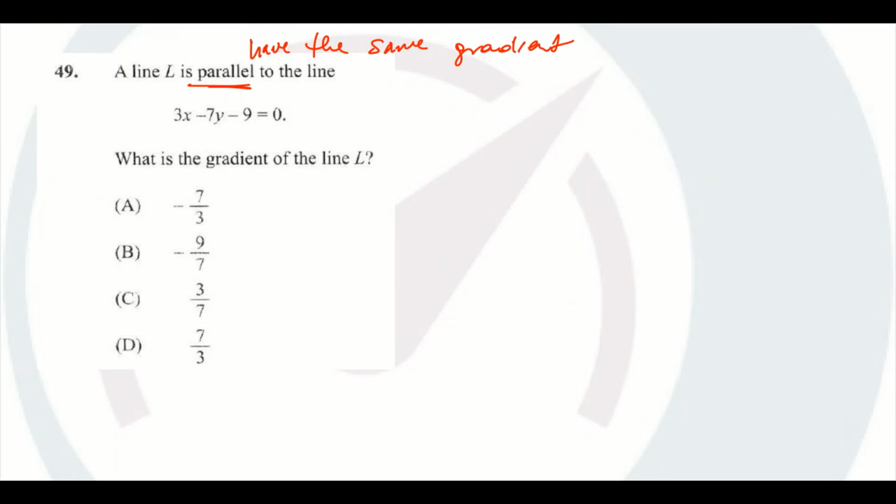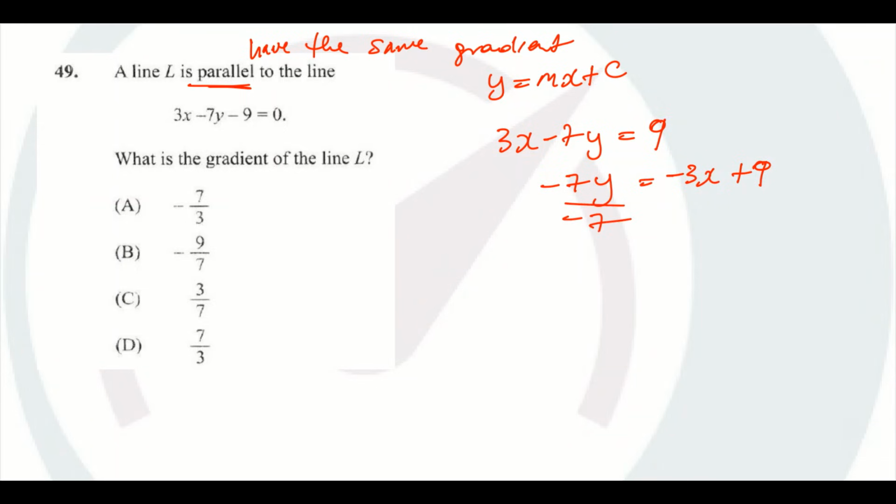I know that the equation of a straight line should take the form of y equals mx plus c. So hence let's transpose this equation into the form y equals mx plus c. First we're going to add 9 to both sides of our equation, so we get 3x minus 7y equals 9. Then we're going to subtract 3x from both sides of our equation, so we get negative 7y equals negative 3x plus 9. Then we're going to divide both sides by negative 7.